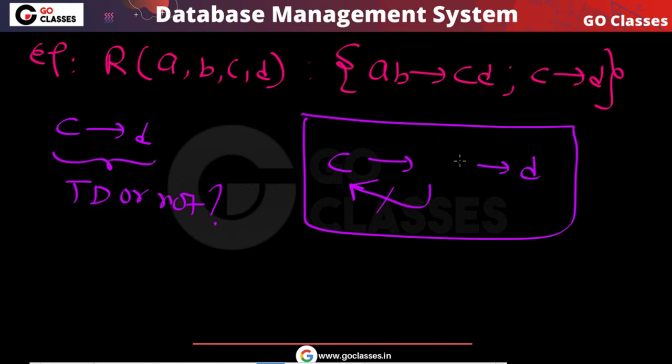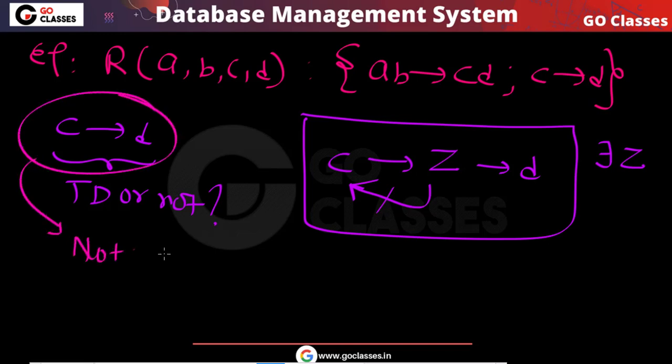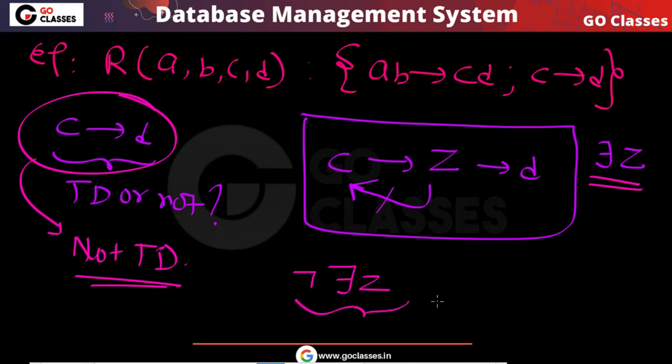So there exists something, maybe Z. If there exists a Z such that this happens, then we will say that this is a transitive dependency. But you can notice that there is no such Z. Whatever Z you take, this will never happen. For example, if you take Z equal to AB, then this condition will not be satisfied. So this is not a transitive dependency because there does not exist any such Z.